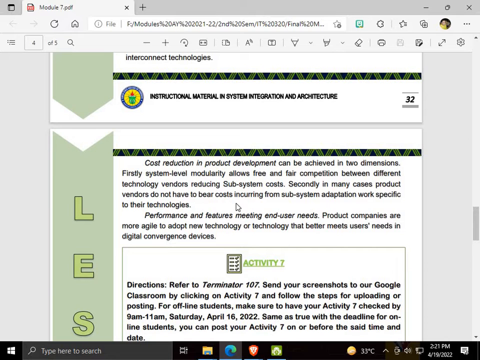Okay. And then the last one is the performance and features meeting the end user needs. So these product companies are more agile to adopt new technology that better meets the user's needs in digital convergence devices. If you will notice, the features of flagship phones in the past are gradually adapted by mid-range phones, and ultimately by low-budget phones.